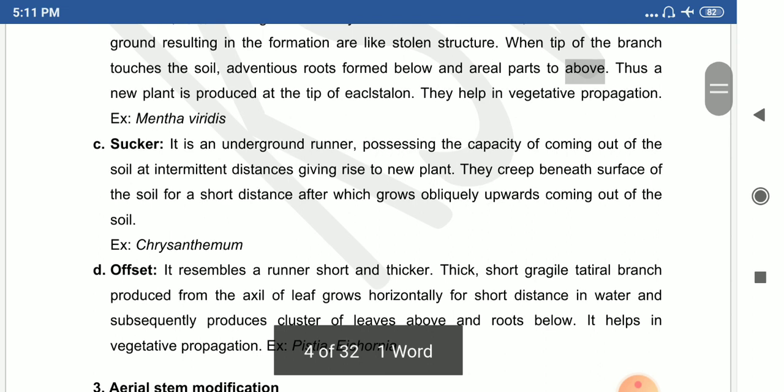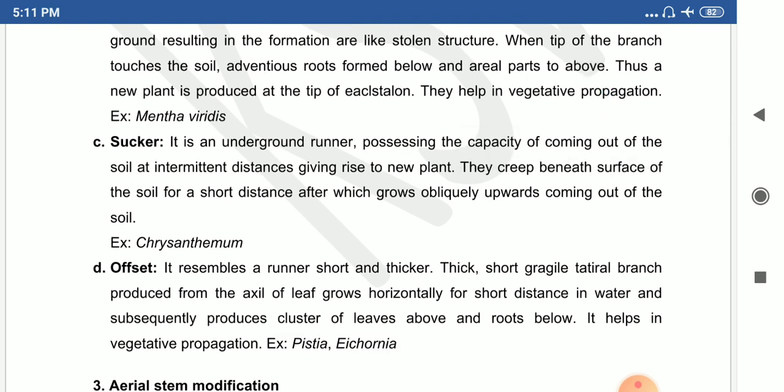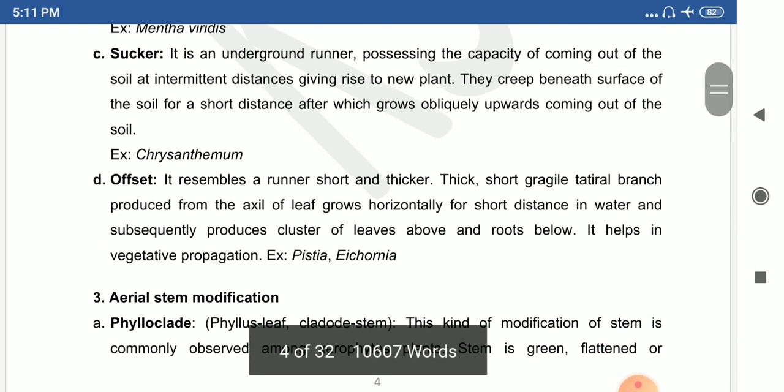The next one is a sucker. Here, this is a type of subaerial runner, but what happens is, from the side portions of the aerial shoot, you usually find a special additional tissue or vegetative shoot that is called a sucker. Example, chrysanthemum. The next one is an offset.